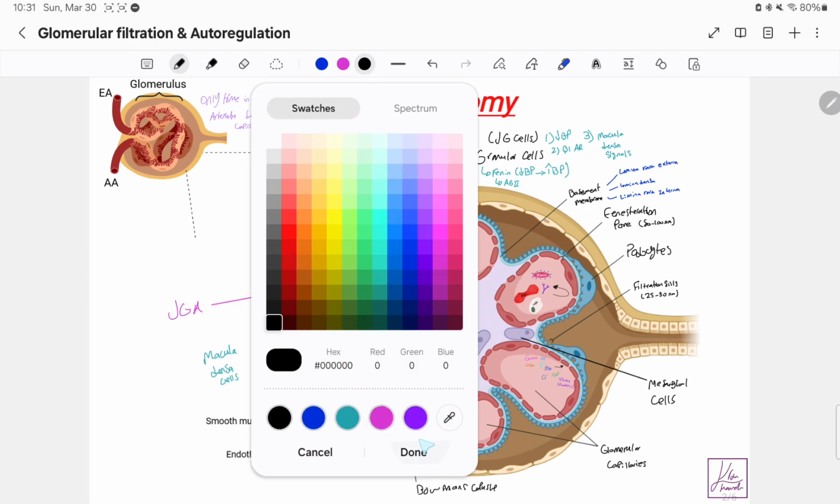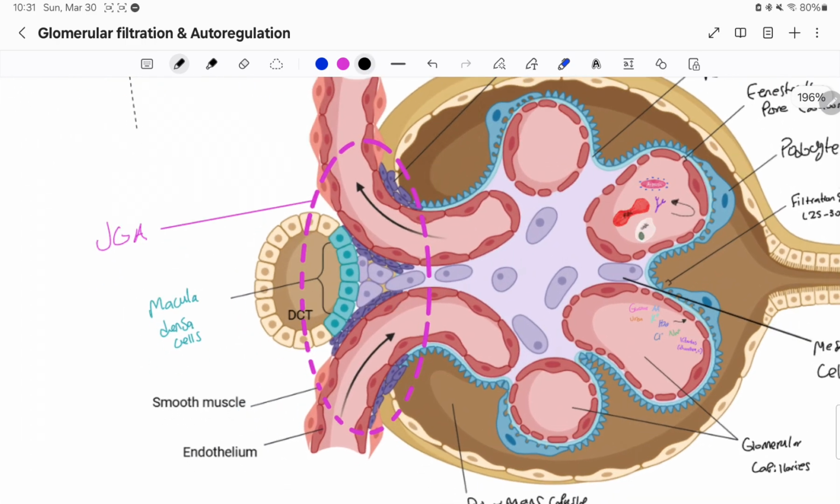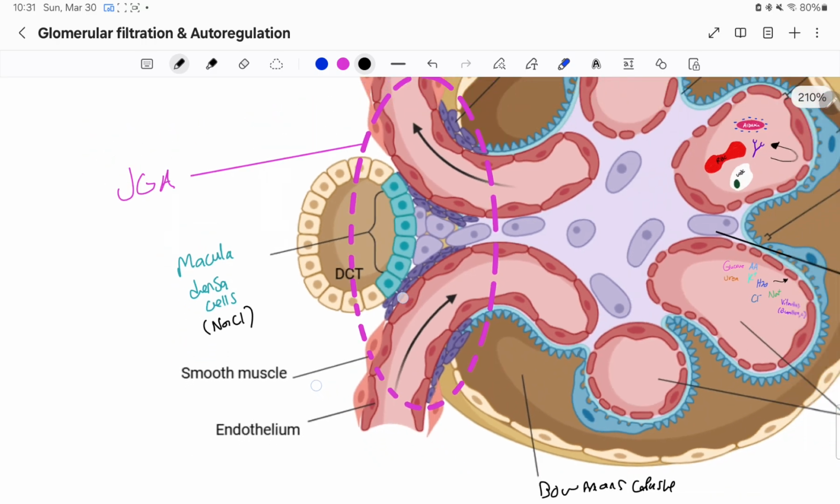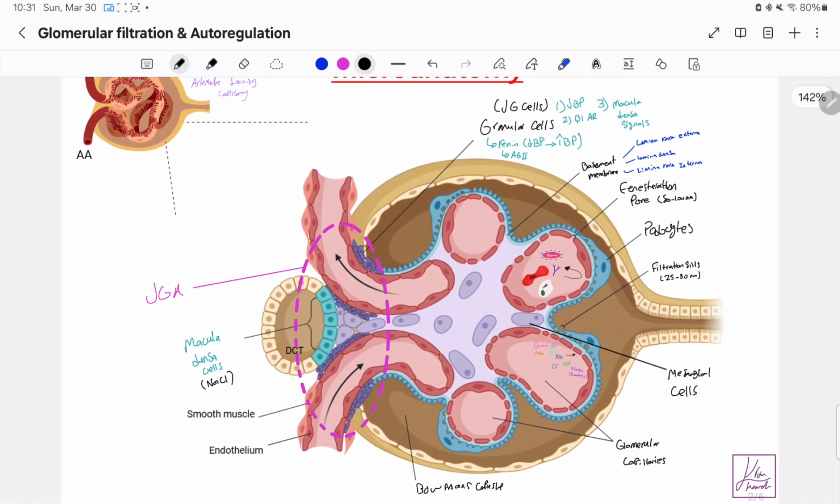Oh, and before I forget, one thing that I did not mention was that these macula densa cells are located in a very specific spot because they can actually sense sodium chloride levels, okay? They are literally sensors for the concentration of sodium chloride, and you'll see why that's important by the end of the video. We'll talk about that, okay?